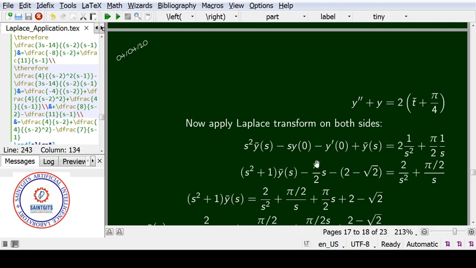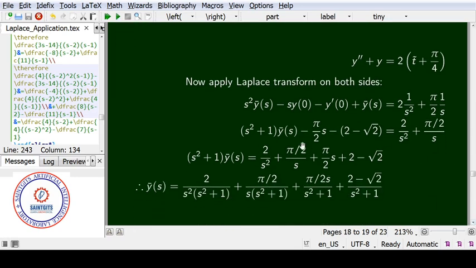Now we substitute the initial conditions and club the terms of y bar of s together. Here we have s square, here plus 1, so s square plus 1 into y bar of s. We know y of 0 is equal to y of pi by 2 itself, y of pi by 4 itself, that is equal to s into pi by 2 minus y dash of 0, which is 2 minus root 2. Now we keep the term y bar of s into s square plus 1 on the left side and put all other things to the right side.